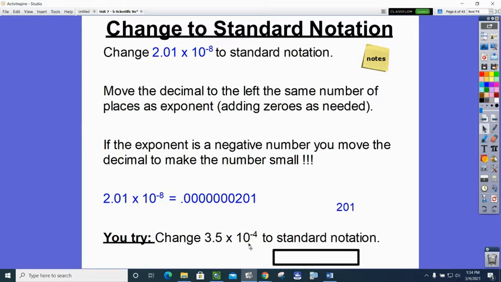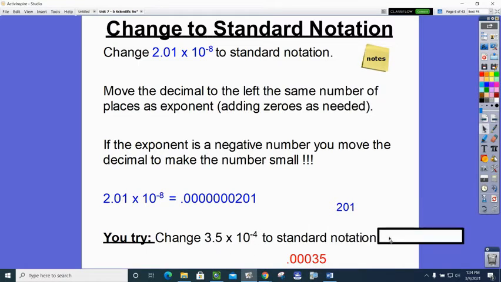Your turn. So again, write the 3.5 without the point. Put your cursor there and move the decimal 4 places to make it smaller. Did you get 0.00035? Count those zeros and make sure you didn't put 4.